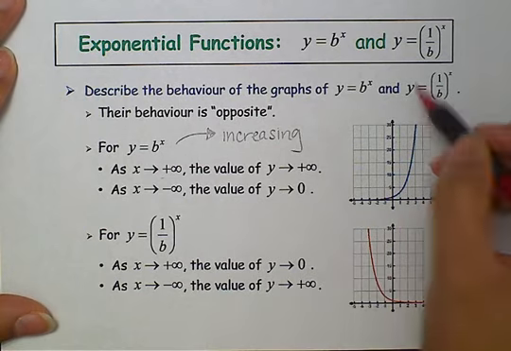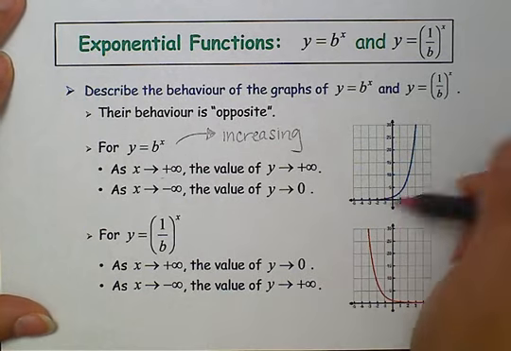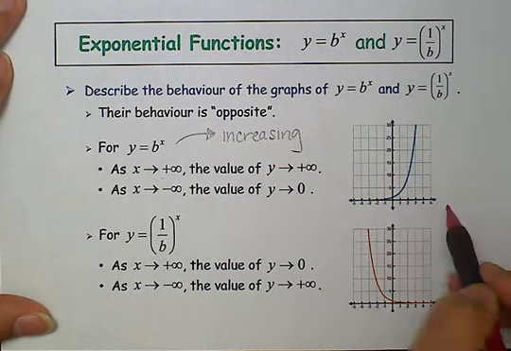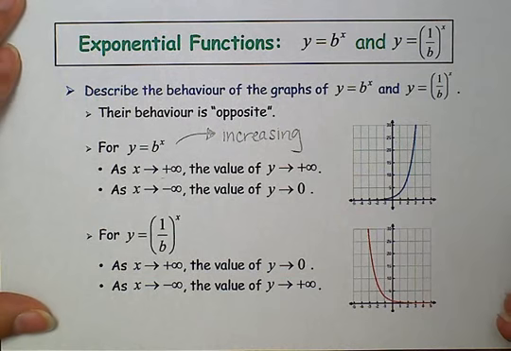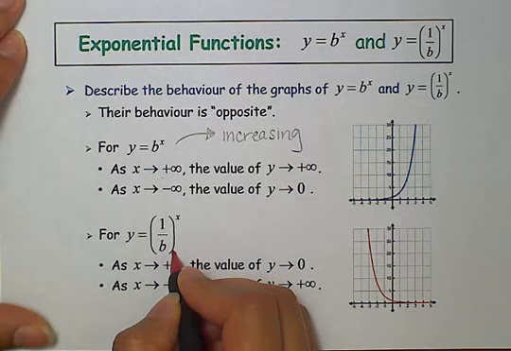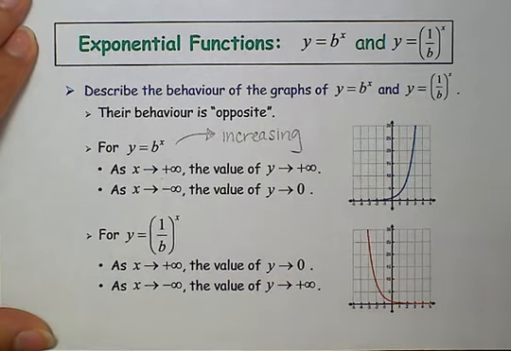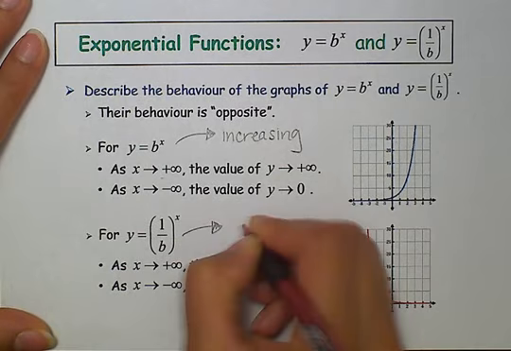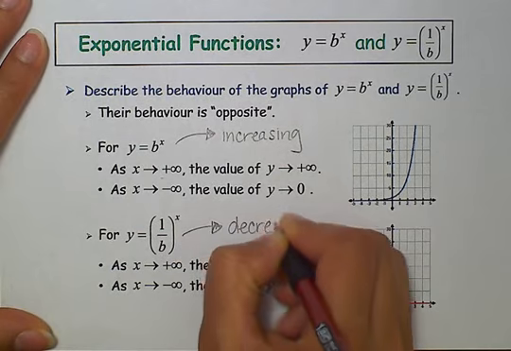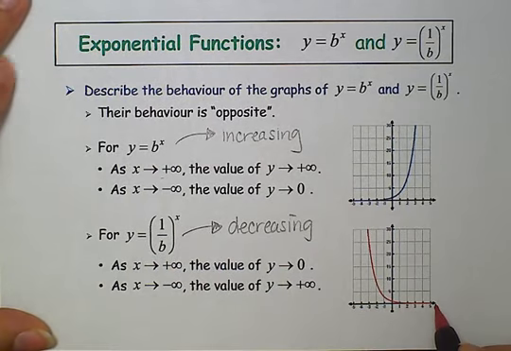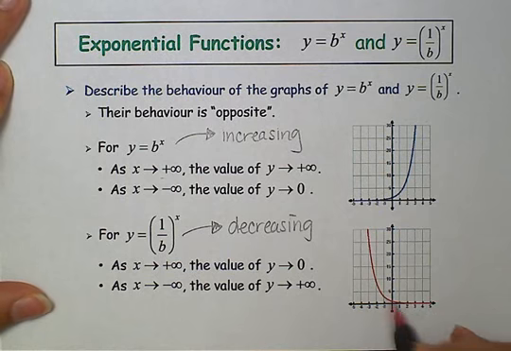Normally when we're reading a graph, we go from left to right. But if you're approaching it from the left or from the right, you want to think about how the y values are changing. Okay, for y equals 1 over b to the exponent x, you'll notice that the graph is going down and to the right, so this is a decreasing graph. Because it's decreasing, as the value of x gets larger, the value of y is getting smaller. As the value of x gets smaller, the value of y is getting larger.